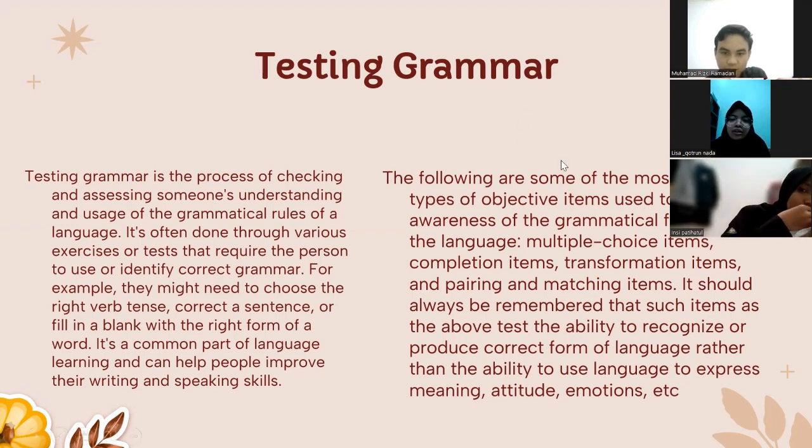The following are some of the most common types of objective items used to test awareness of the grammatical features of the language: multiple choice items, completion items, transformation items, and pairing and matching items.